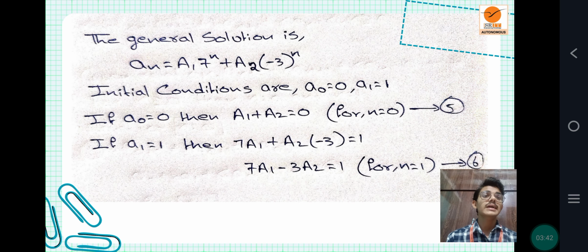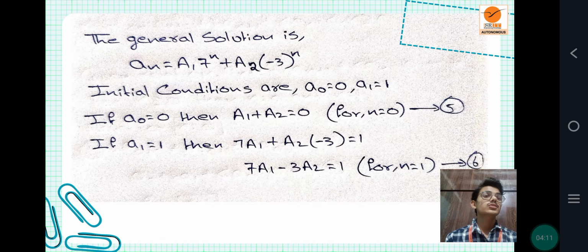Here our initial conditions are a0 = 0, a1 = 1. Let us consider one by one. If a0 = 0, that is n = 0, substitute in the general solution: a1 + a2 = 0. Now we consider a1 = 1 in the above general solution. Then we get 7a1 - 3a2 = 1 for n = 1.